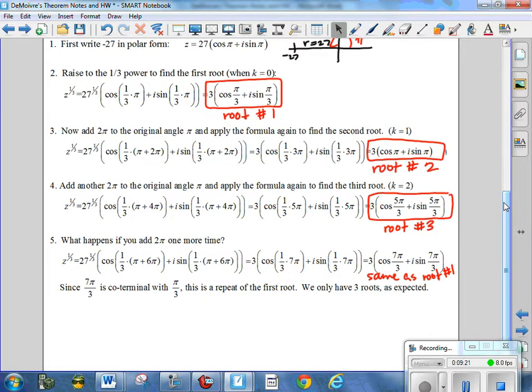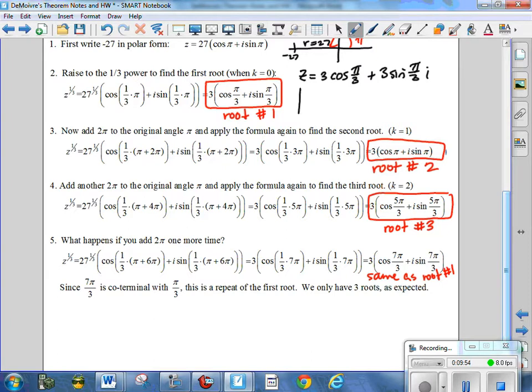Now, something that's useful, and something I'm going to be asking you to do, is to put this number into rectangular form. So I want you to recall that in order to put this in rectangular form, I distribute the 3, and I have z is equal to 3 cosine pi over 3 plus 3 sine pi over 3 i. And then I just have to figure out what cosine and sine of pi over 3 is.